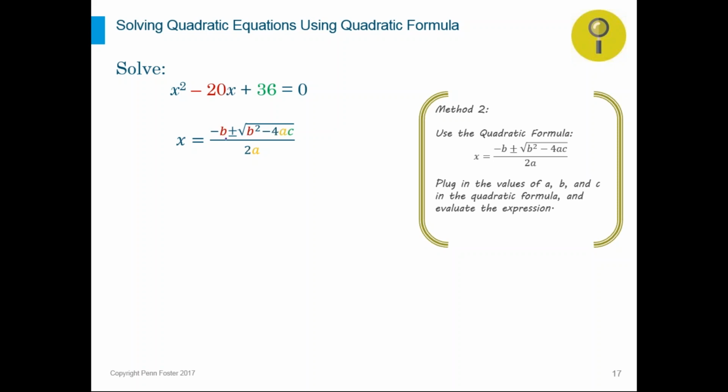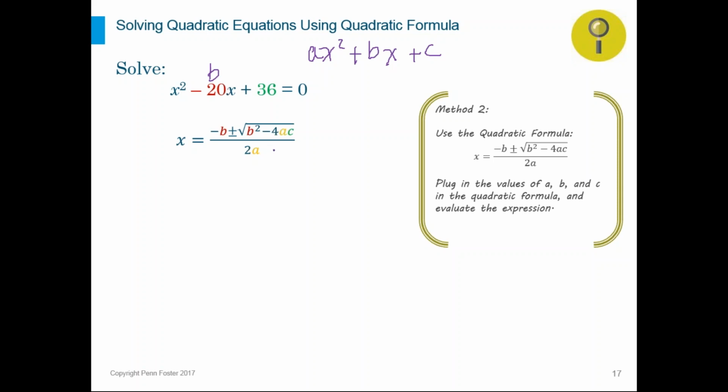Two, identify b's, a's, and c's. The formula is negative b. The b is actually this value. Remember, it's ax squared plus bx plus c. Identify the a's, b's, and c's from the given trinomial. So negative b plus or minus, because we have two solutions, the square root of b squared minus 4ac, over 2a. Okay.